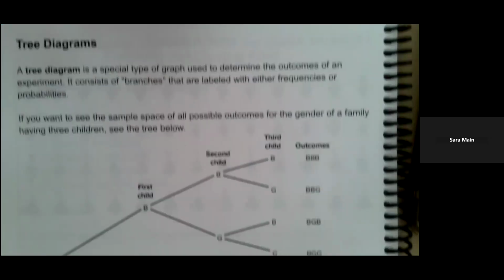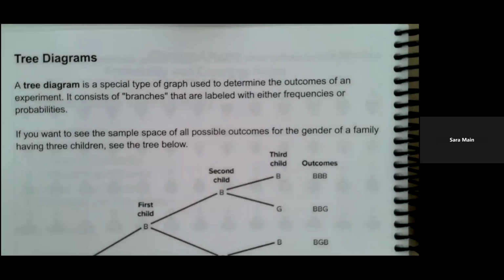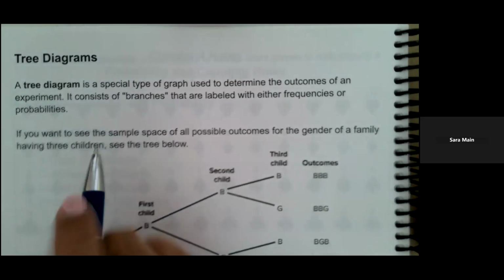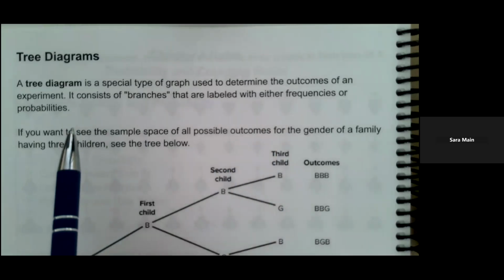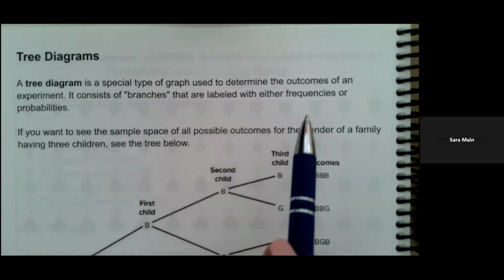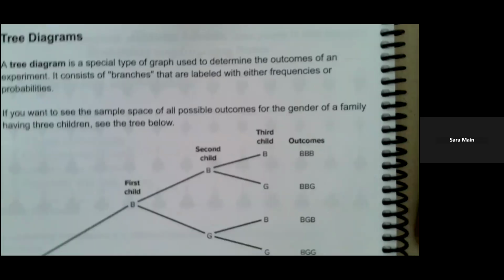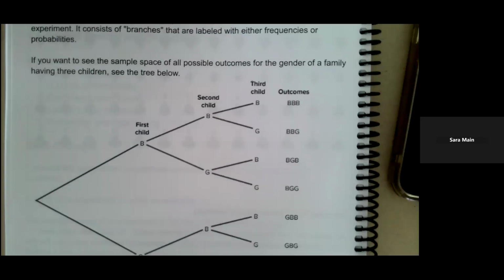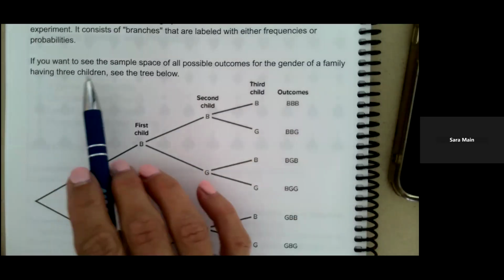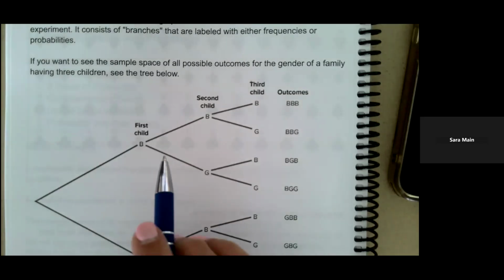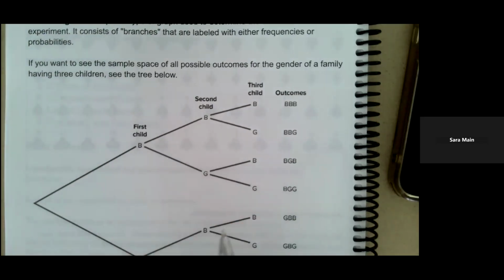Sometimes when we're looking at different probabilities and different types of events, the possible outcomes get a little complicated to keep straight. And so a tree diagram is a special type of graph that we use to determine the outcomes of an experiment. It consists of branches that are labeled with either frequencies or probabilities. So let's say you wanted to see the sample space of all the possible outcomes for the gender of a family having 3 children. And I'm going to show you that below here.